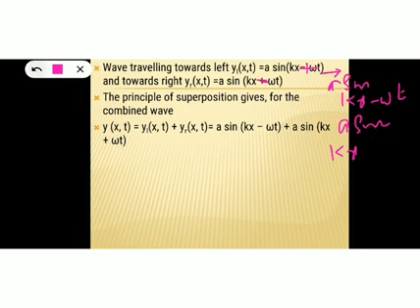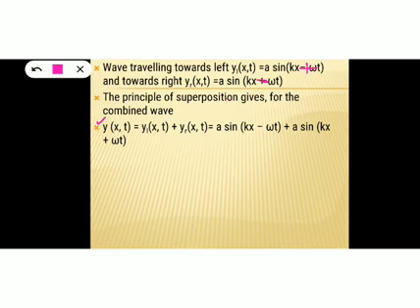So a wave traveling towards left is denoted by A sin(kx plus omega t). It is the wave traveling towards the negative x-axis. And a wave traveling towards right is denoted as A sin(kx minus omega t), which is the wave traveling towards the positive x direction. And when such two waves superimpose, what happens? We will get a standing wave, and the amplitude of that standing wave will be the sum of amplitudes of these two waves. So the resultant wave y(x,t) will be the incident wave plus the reflected wave, that is A sin(kx minus omega t) plus A sin(kx plus omega t).